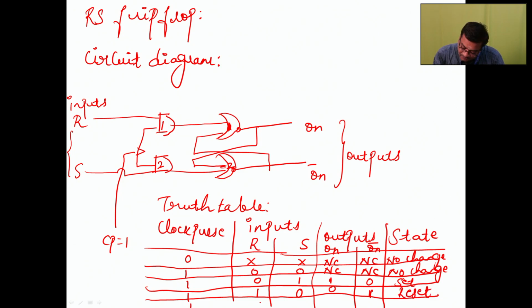When the clock pulse is 1 and we are giving the inputs 1 1, we get what is nothing but an indeterminate condition. We can't define that. It is an undefined condition.